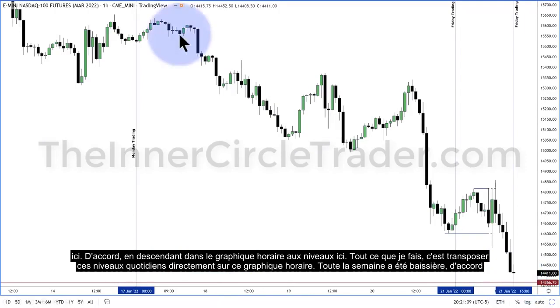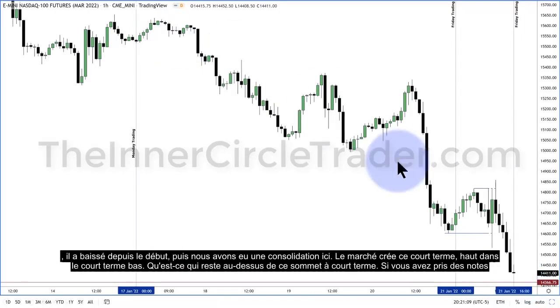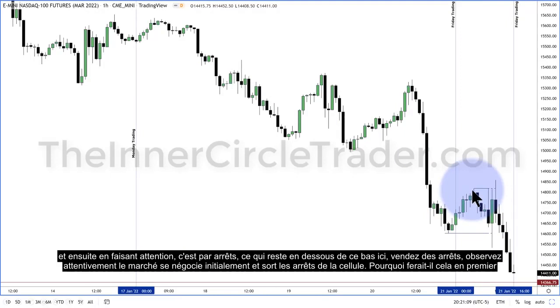The entire week has been bearish. Okay, it's been going lower since the beginning. Then we had consolidation in here. The market creates this short-term high and this short-term low. What rests above that short-term high? If you've taken notes and been paying attention, it's buy stops. What's resting below this low here? Sell stops. Watch closely. The market trades down initially and takes out the sell stops.